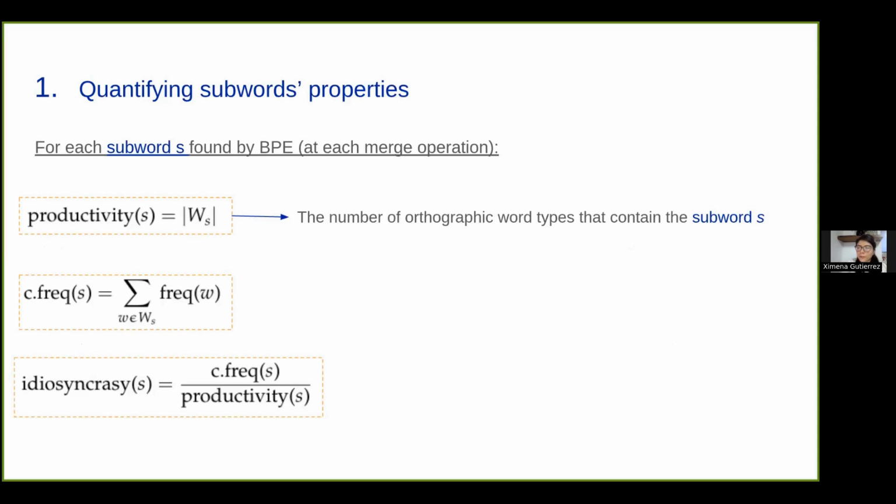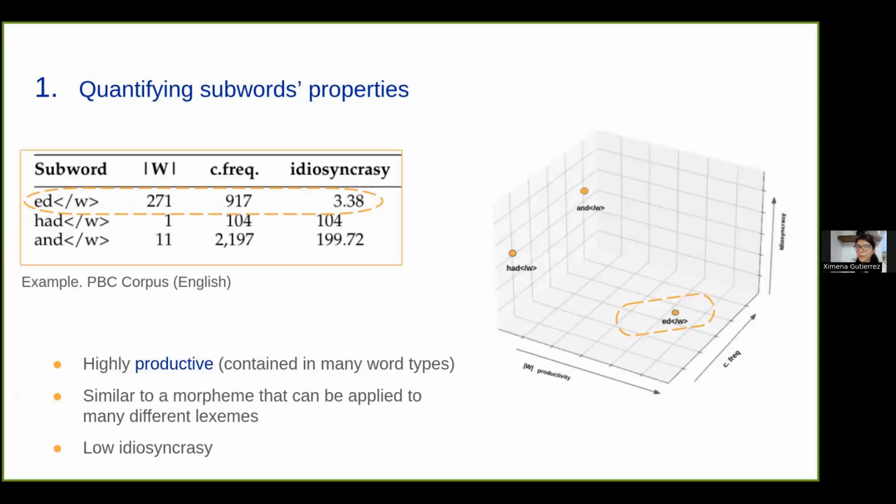First, for each subword found by BPE, we calculate productivity as the number of orthographic words that contain the subword that is being merged in the current operation. The second measure is a cumulative frequency over all the word types that contain the current subword. Idiosyncrasy is simply the division between them. So, for example, this subword ED at the end of the word is highly productive because it is contained in many words. This is similar to a morpheme that can be applied to many different lexemes. ED also has low idiosyncrasy.